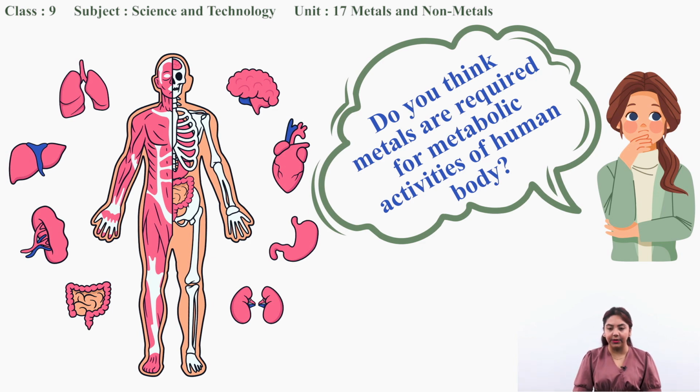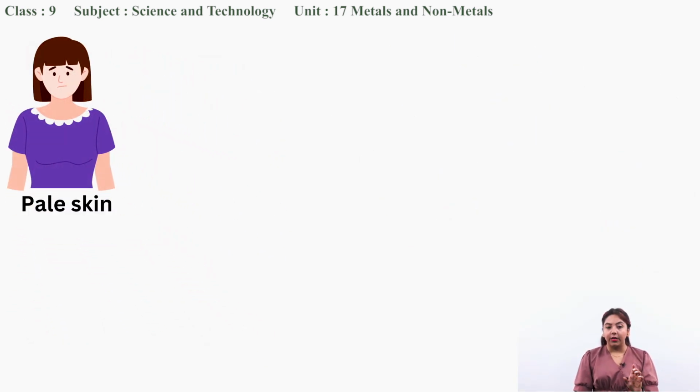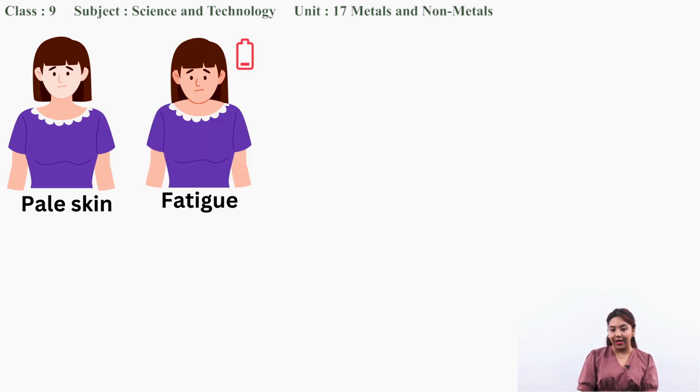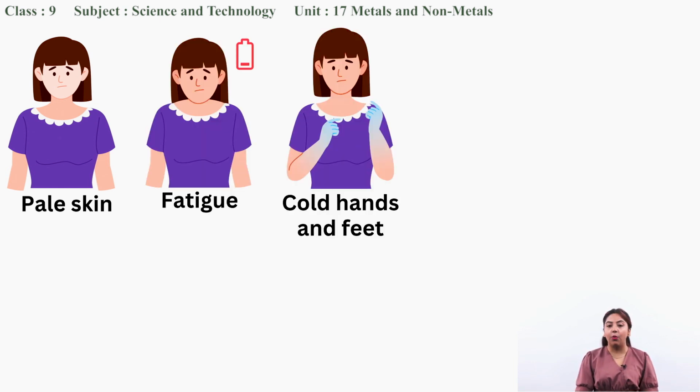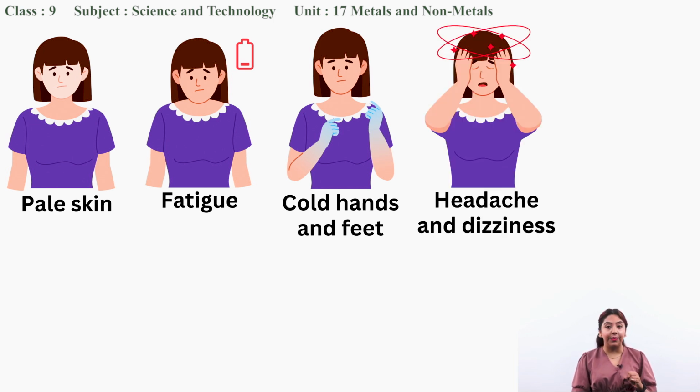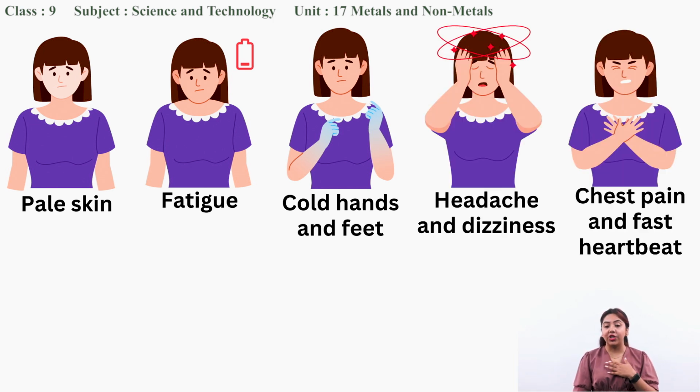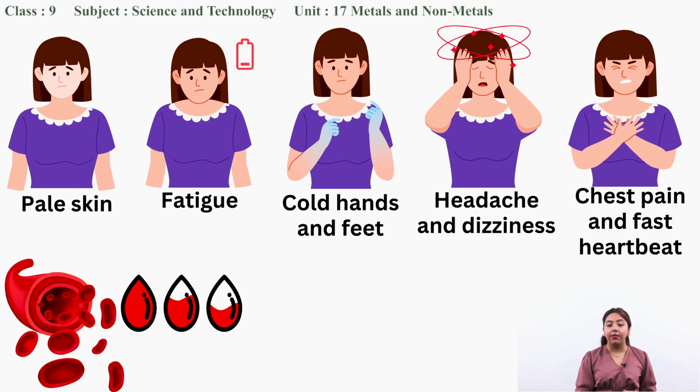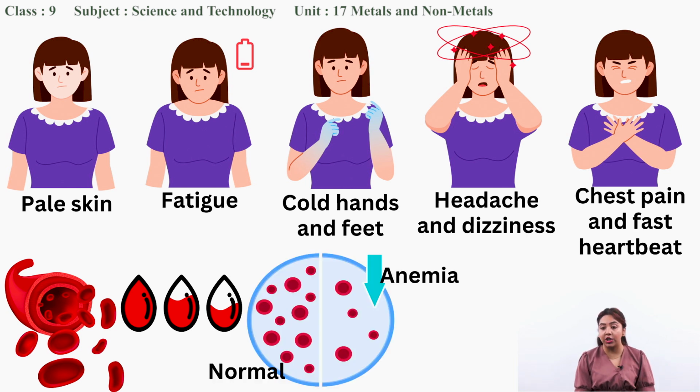Okay, let me give you an example. If someone has very pale skin and is always tired and fatigued, has cold hands and feet, and also suffers from headache and dizziness, and has chest pain and a slightly fast heartbeat, then what do their family members or friends usually say? They say that maybe the level of hemoglobin in your body has decreased, so you might have iron deficiency. You must take an iron supplement or eat food that is rich in iron. So this example can answer the question that I asked you.